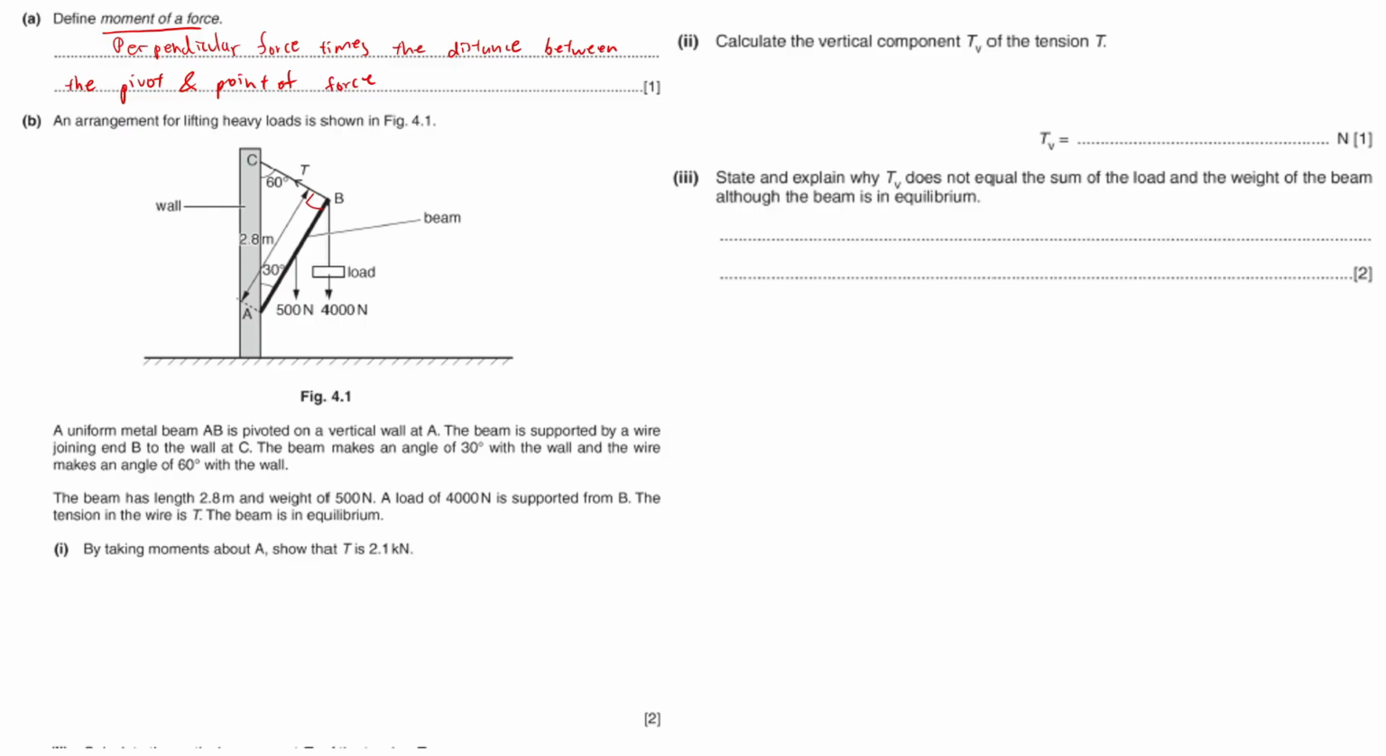The beam has length 2.8 meters and a weight of 500 newtons. A load of 4,000 newtons is supported from B. The tension in the wire is T. The beam is in equilibrium. Okay, so a lot of information. By taking moments about A, show that T is equal to 2.1 kilonewtons. I'm pretty sure.